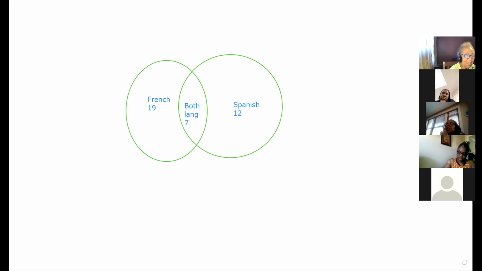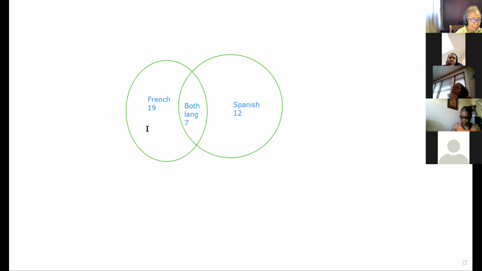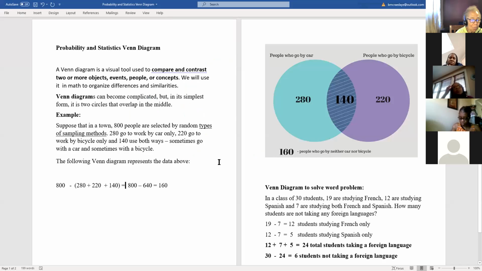How many? 8. Where are you getting 8 from? Let's go back. 19, all right. 12. But if you add those 3 numbers together, it's only 38. No, you're not going to add those 3 together. See, the 19 that are studying French, 7 are studying both. So we've got to subtract that 7 out.